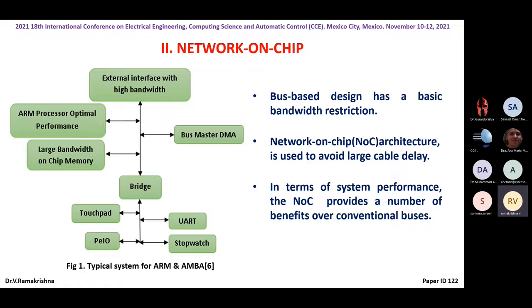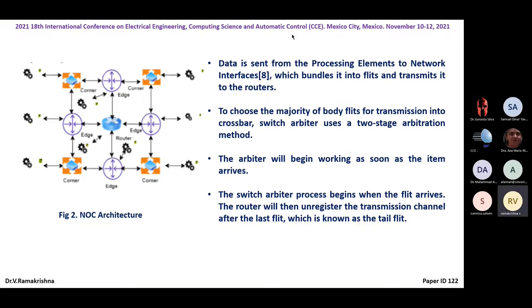NoC basically consists of processing elements, network interfaces (NI), and routers. Here, this NoC architecture diagram generally consists of processing elements, network interfaces, routers, corner routers, and edge routers. Data is generally sent from the processing element to the network interface, which bundles it into flits, the units of control flow, and transmits them to the routers.